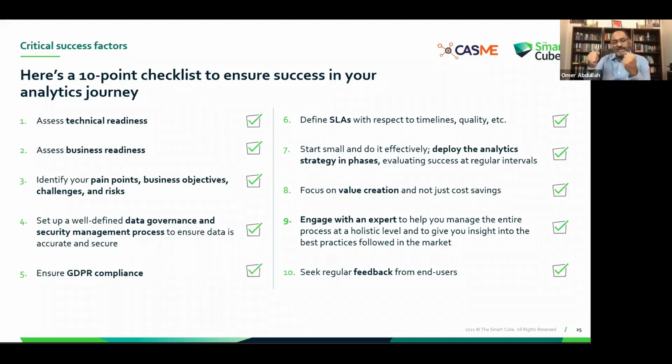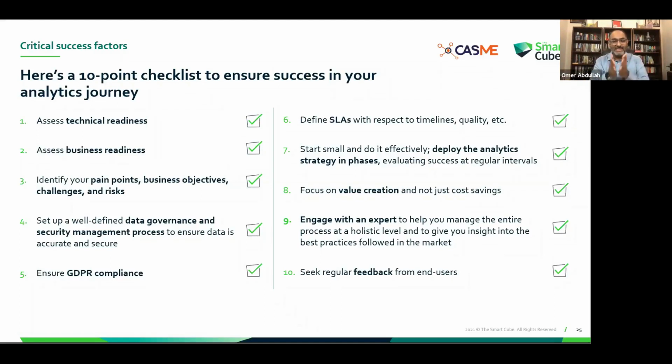Okay, so that's number 8. Number 9, engage with an expert to help you manage the entire process at a holistic level and give you insight into best practices. And this is broad, right? No matter what organization we're in, we have a tendency to DIY. My wife complains about me all the time: why do you have to do this yourself? Why can you not just get an expert to do this? At the end of the day, analytics is a fast-evolving, dynamic area. There are multiple facets to consider in terms of what needs to get done. Don't feel you have to do it all yourself. So engage folks, talk to your peers. That's why the CASME forums are so valuable, because you can talk to your peers and understand what other people are doing. Engage experts. Understand that this is an ecosystem-based approach that you should take, and really build in the right capabilities and skill sets to drive value.